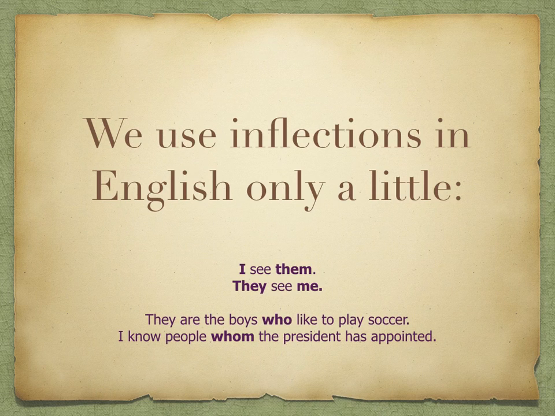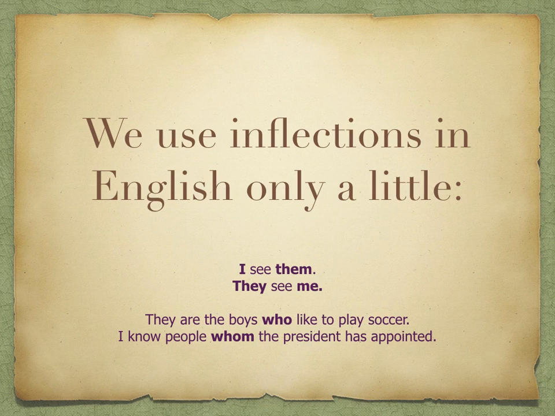We do use inflections in English, but just a little. So in these 2 sample sentences, I see them, they see me. In both of those sentences, we could be talking about the same people, but the pronouns take on a different form, for example, I or me, depending on their role in the sentence. I is used when the pronoun is the subject of the verb see, but me is used when it's the object of the verb see. Similarly, we alternate between they and them depending on whether it is the subject or the object of the verb.